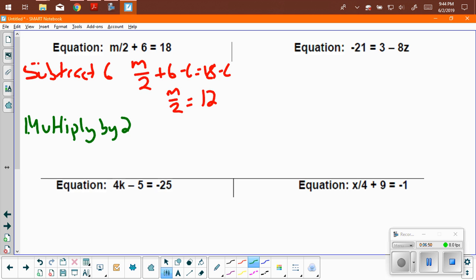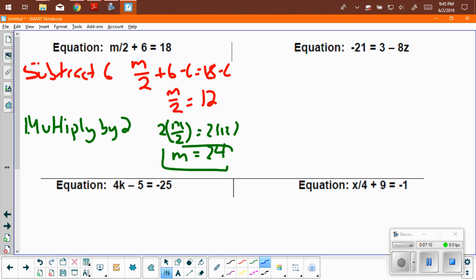by 2. So when I multiply those sides by 2, 2 times m divided by 2 equals 2 times 12. So m equals 24. And we're good. Okay, to speed this up a bit, for the next few, I'm just going to write the steps of the equation. I'm not going to write the words down.